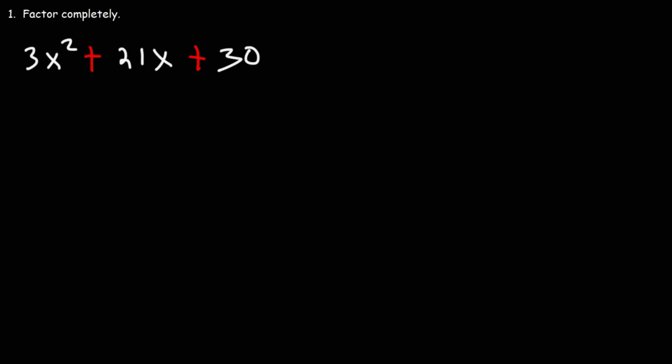The first thing we can do is take out the GCF. Notice that the coefficients are all multiples of 3. So let's factor out a 3. 3x squared divided by 3 is x squared. 21x divided by 3 is 7x. And 30 divided by 3 is 10.